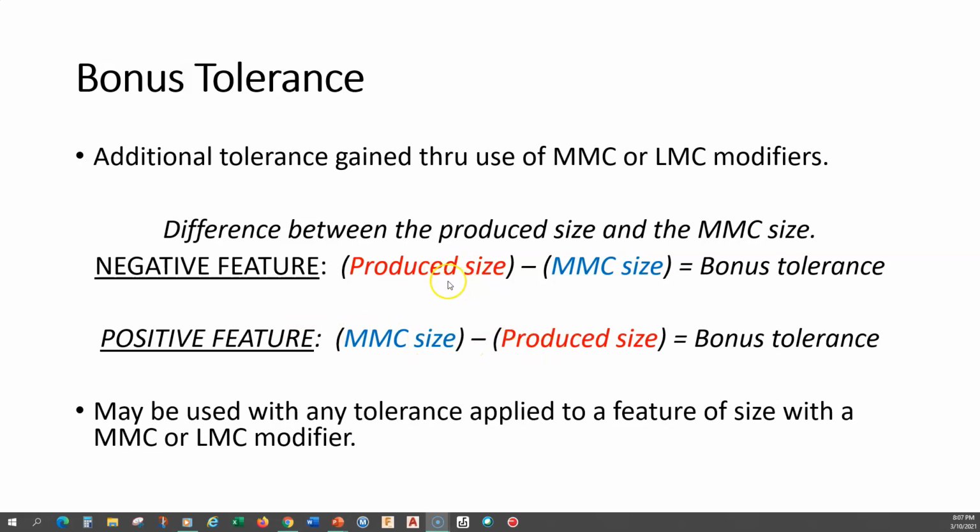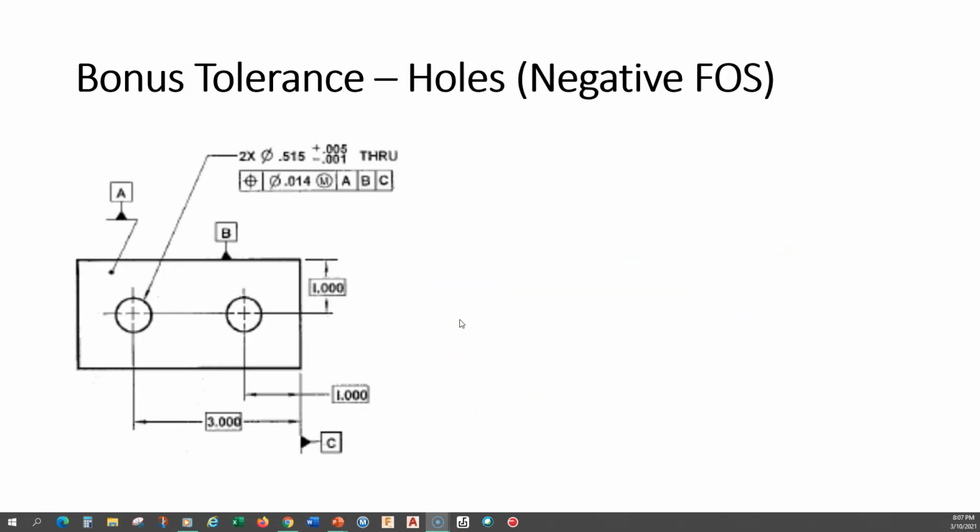Now notice I put these in color so that you can clearly see. All we're doing is just reversing the terms here, right? And the key is the bonus tolerance always needs to be a positive number. That's the only thing you've got to remember. If you get a negative number, provided you're not doing a math error, you just need to reverse these terms. So if you're worried about remembering which goes first for a negative or positive feature, don't worry about it. Just remember that it's the produced size minus the MMC size, and you always want a positive number. So if you get a negative number and you do the math right, reverse the terms and take the negative off.